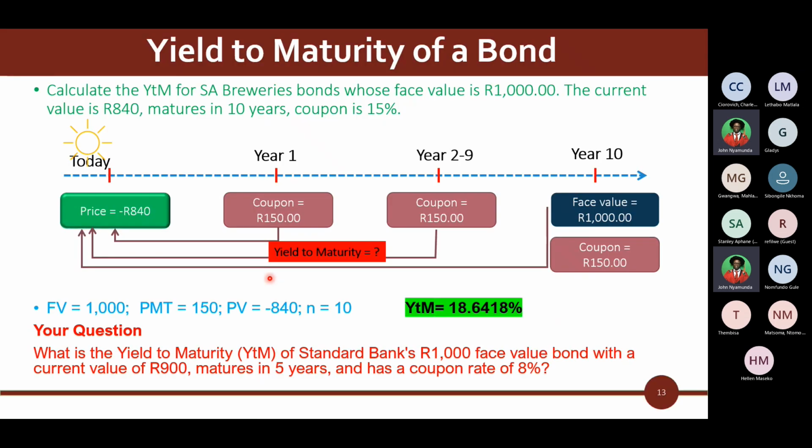Ladies and gentlemen, same concept. We are continuing on the same concept. Same idea. But now we are looking for something different, which is called yield to maturity. Ladies and gentlemen, we are trying to express it in a number line.